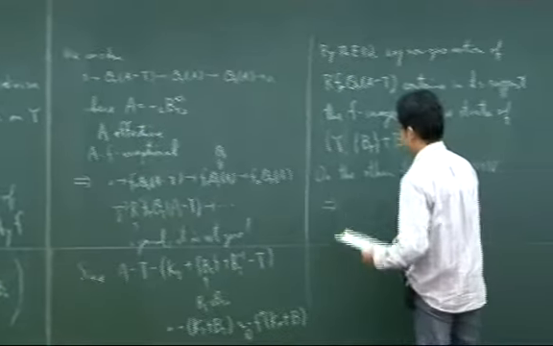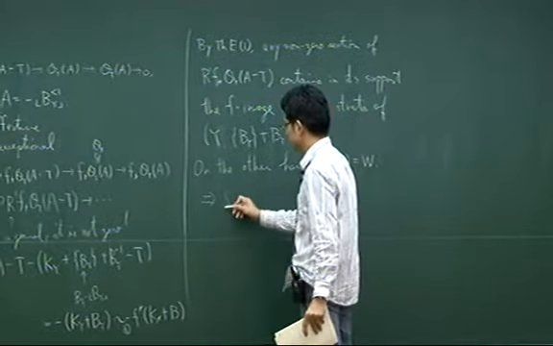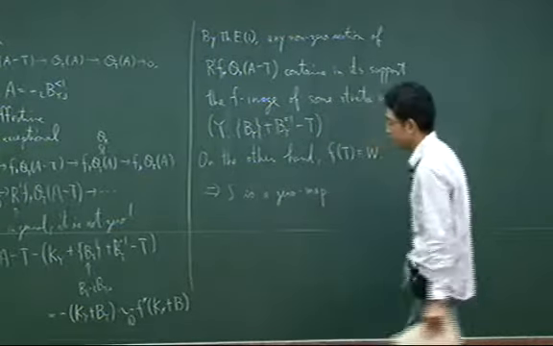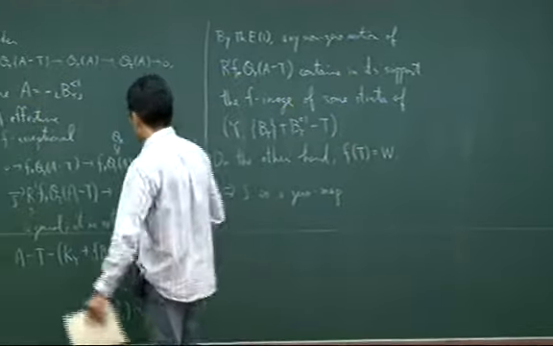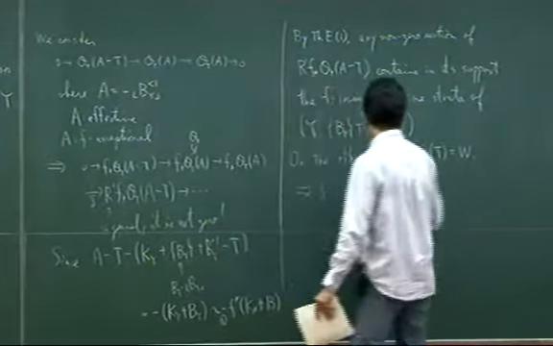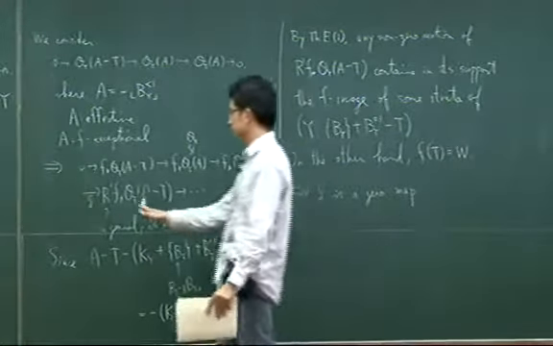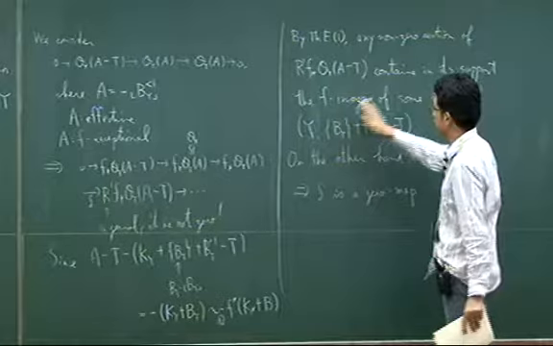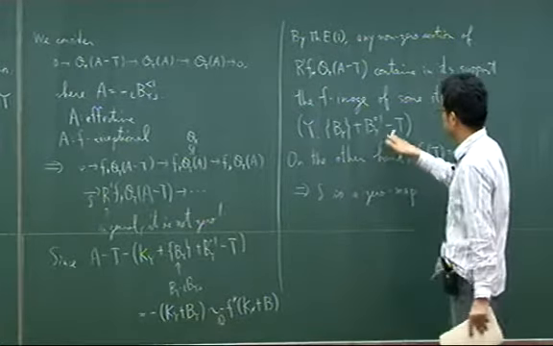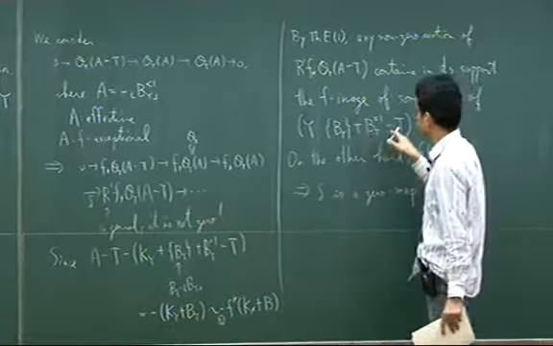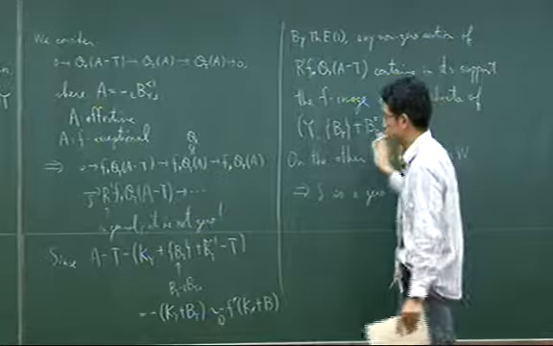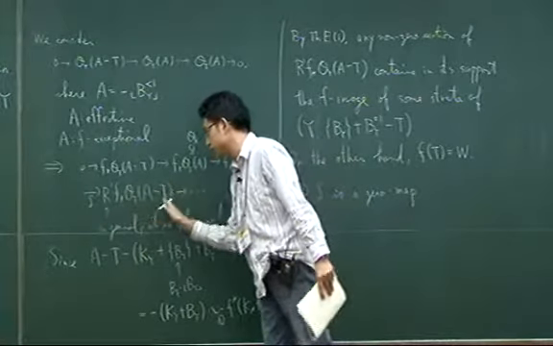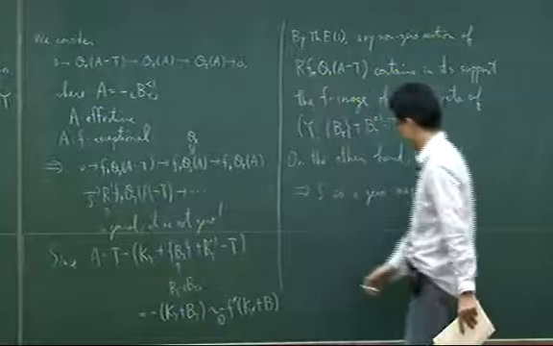Therefore, delta is a zero map. In general, this R^1 f_* is not zero, but the support of this R^1 f_* is contained in f(T). f(T) is W by definition, and the associated primes of this R^1 f_* are the generic points of the f-images of some strata of this pair, and by definition of T, there are no associated primes inside W. So in general, this R^1 f_* is not zero, but the connecting homomorphism is zero.